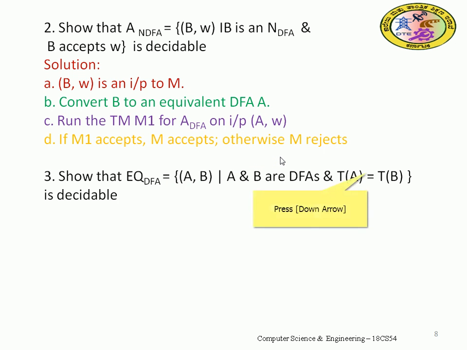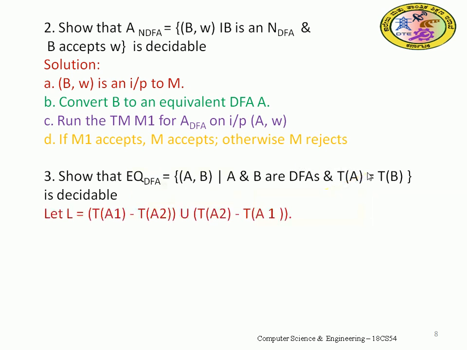So this Turing machine model M1 on behalf of the deterministic finite automata will accept, otherwise it rejects. The equivalence problem: EQ DFA equals the set of pairs A comma B, where A and B are DFAs and T of A is equal to T of B, is decidable. So that is a Turing machine model M1, Turing machine model A, Turing machine model B, and it is decidable.